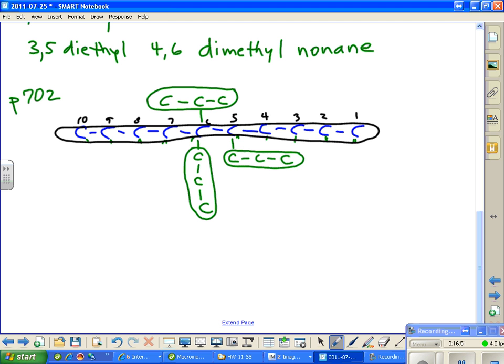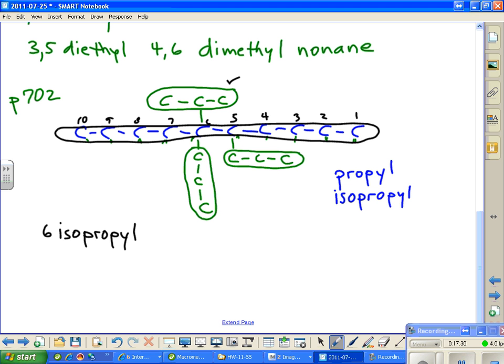Okay, so let's name the substituents. We have propyls. And what else do we have? Isopropyl. Who comes first? Isopropyl or propyl? Isopropyl is first, indeed. So let's name this little guy. Isopropyl's on which carbon? 6. Okay, so isopropyl, 6. Isopropyl. That takes care of this guy.